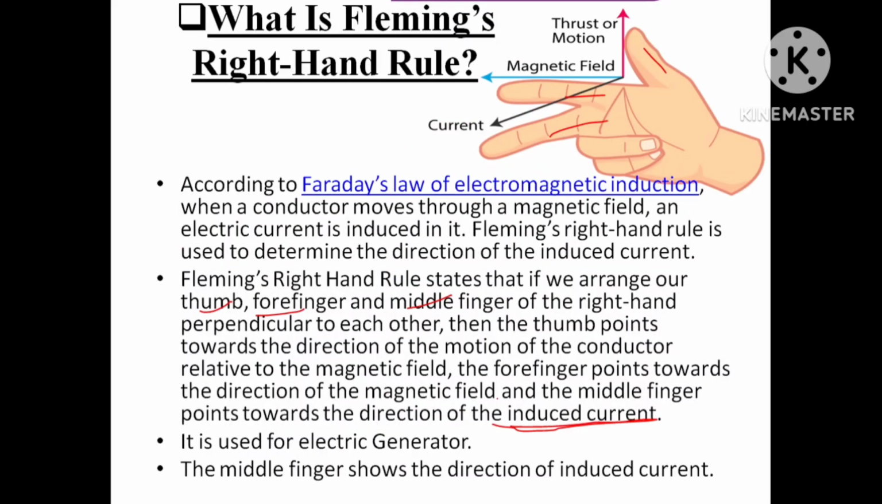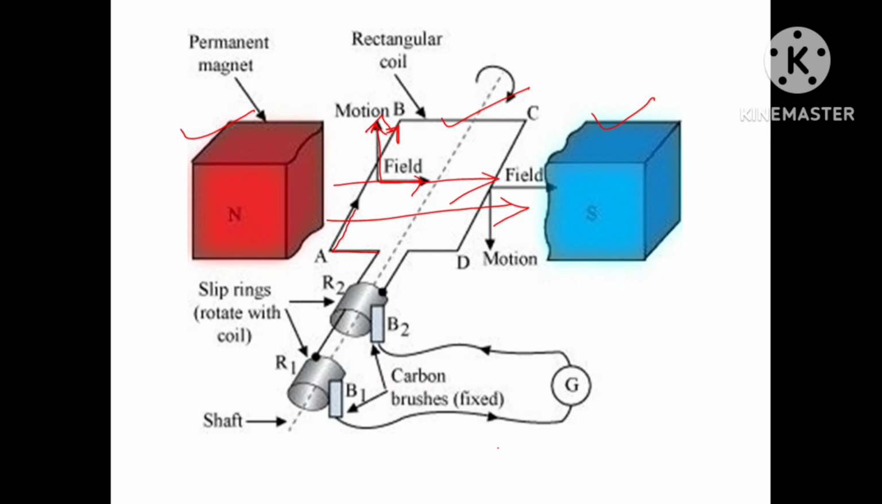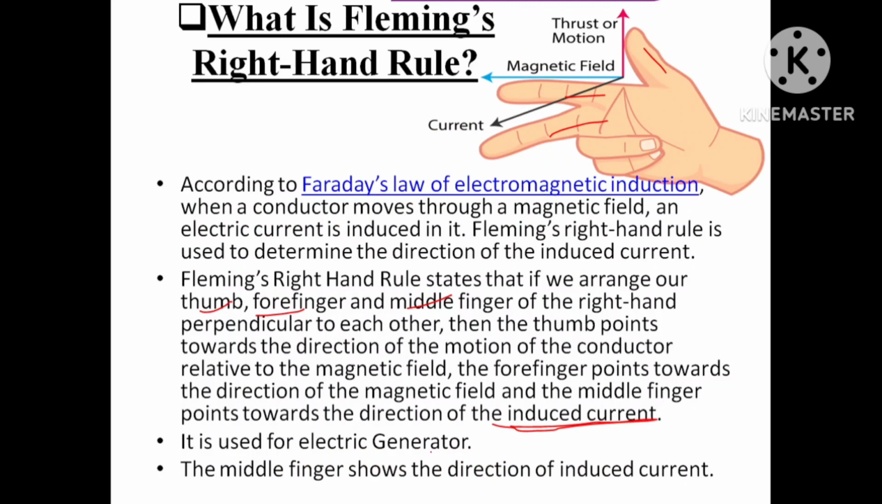So now we know what Fleming's right hand rule is and how it is stated. Everything we got to know from this diagram. It is used for an electrical generator. This is a simple mechanism of an electrical generator. When we study electrical generators, this permanent magnet will be replaced by an electromagnet. So this is the simple diagram of an electrical generator.